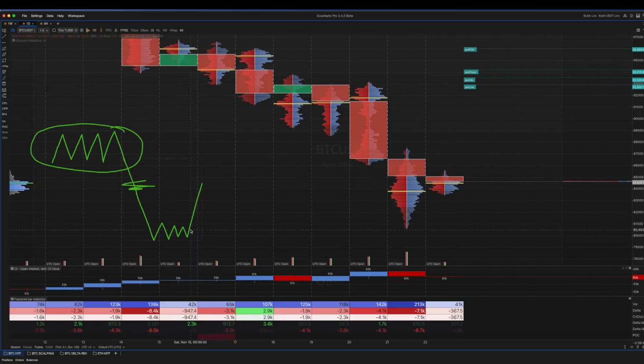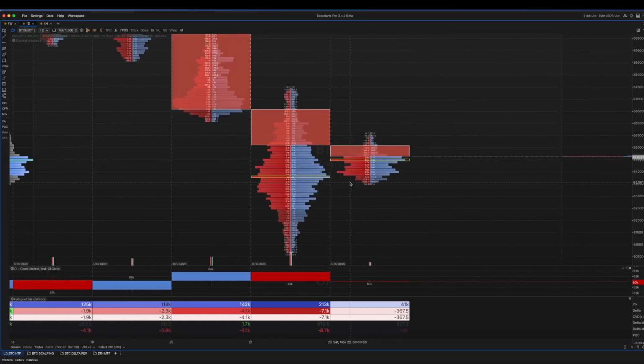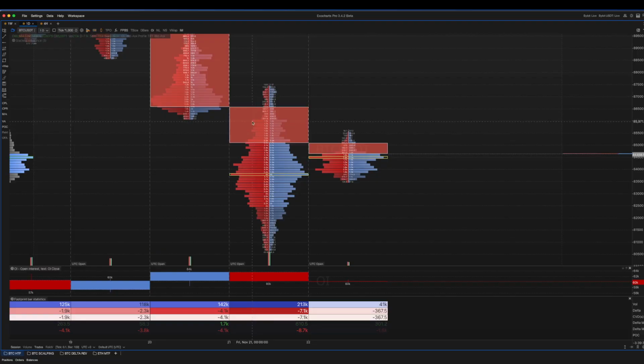So we need to know if the absorption here starts the next leg up. Okay? So to see that, we want to see a lot of sell pressure. Well, we have a lot of sell pressure.